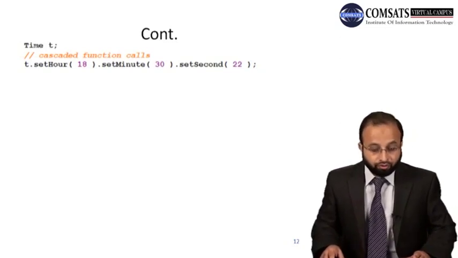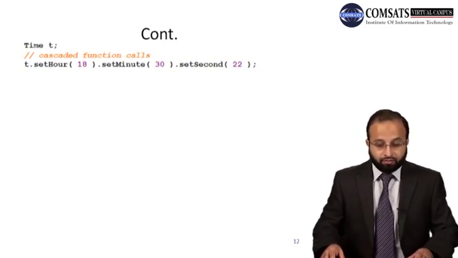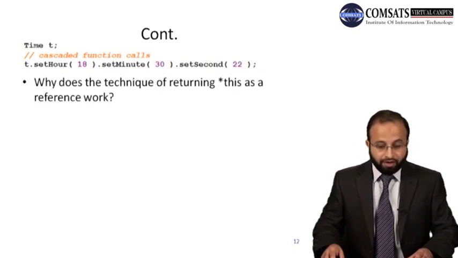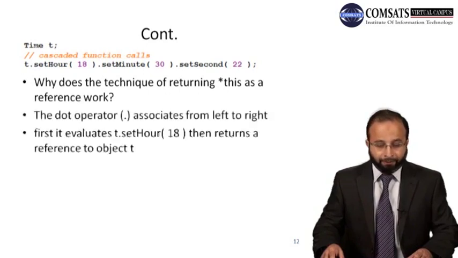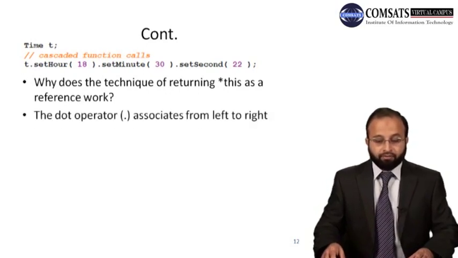Let's go through it once again. This is our cascading function call using the this pointer internally. Why does the technique of returning *this as a reference work? Why not this? Now it is very clear that we have to return the object by reference, not the pointer by reference.